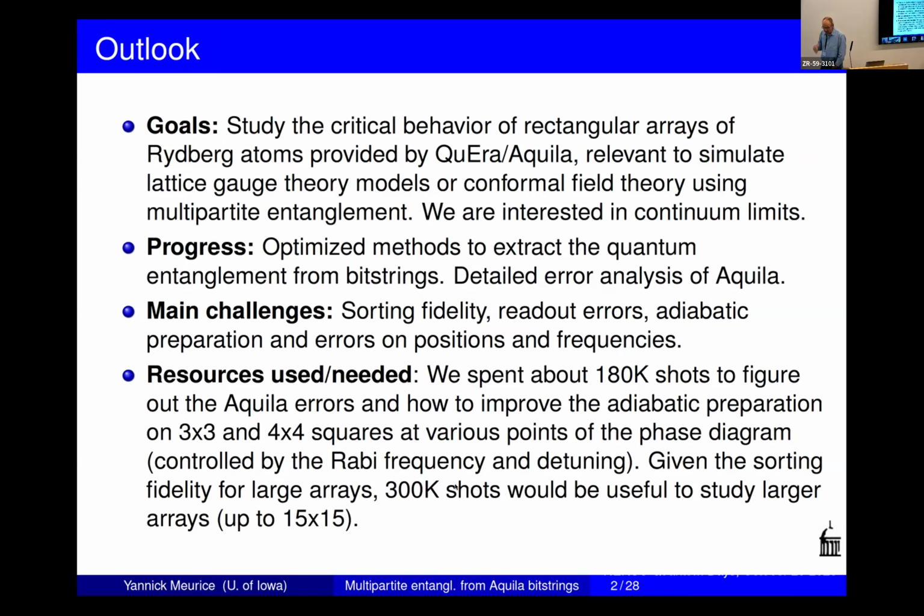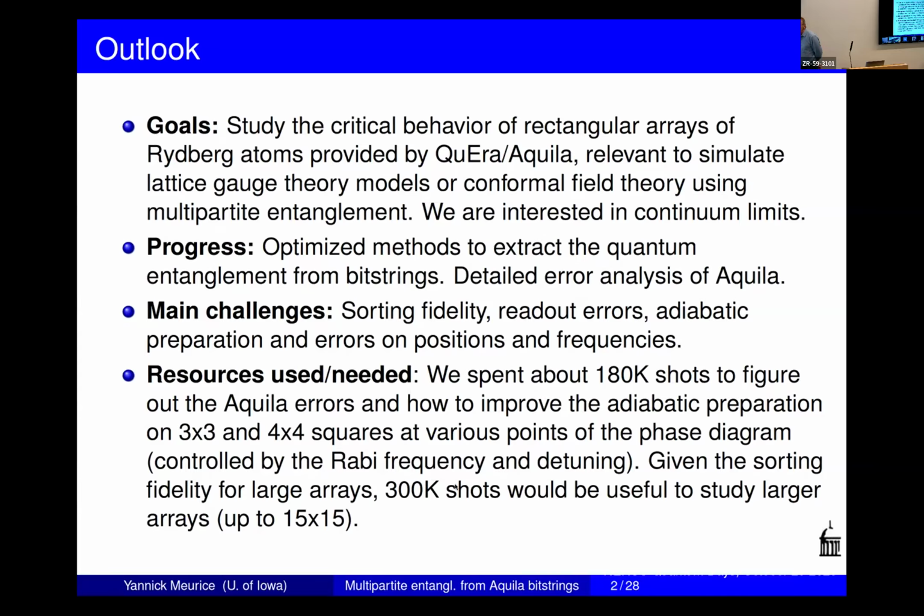The goals are to study the critical behavior of square arrays. We are interested in using square arrays for gauge theories, simulation of lattice gauge theories, and in studying conformal field theory in 2+1 dimensions. We have made good progress in extracting the entanglement entropy on the bit strings, and we have a detailed understanding of all the weaknesses and strengths of QuEra.